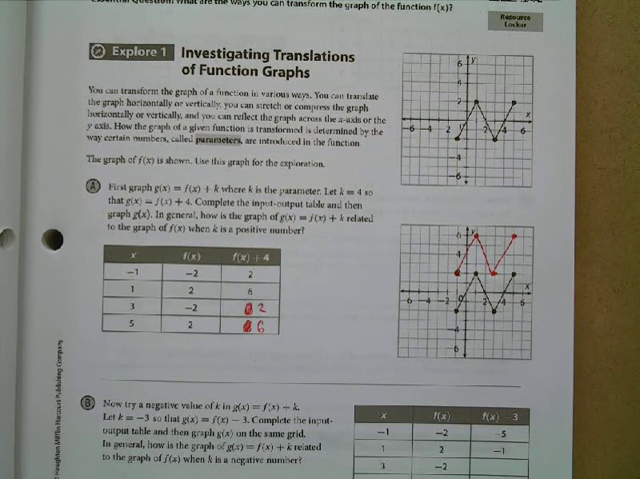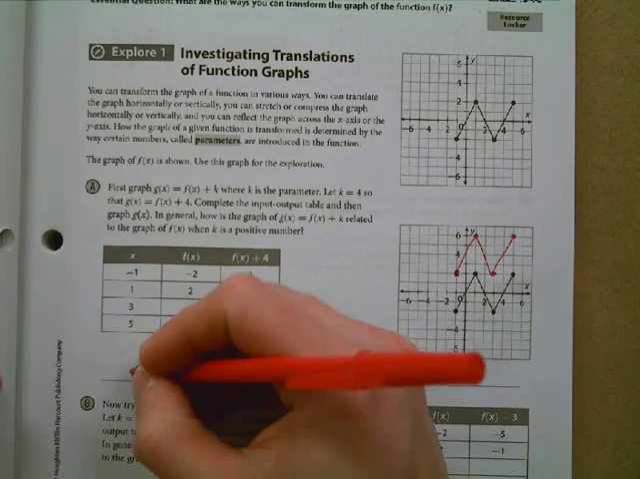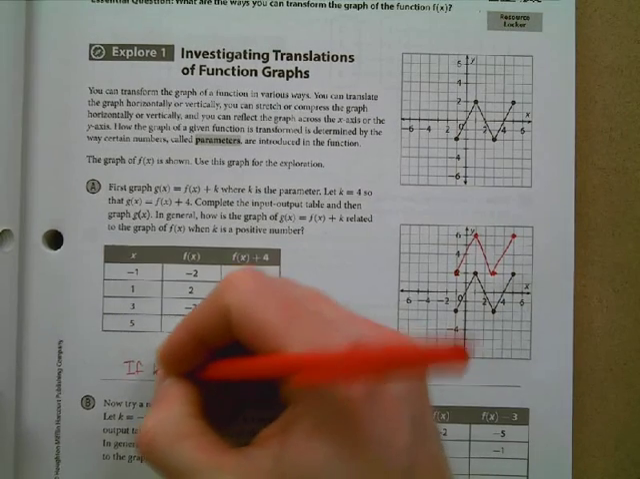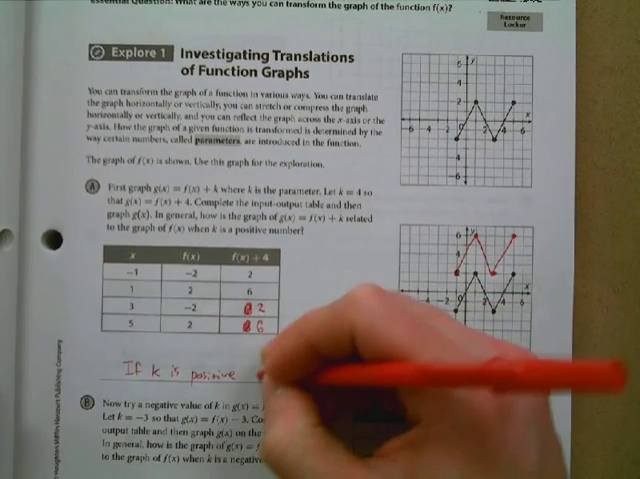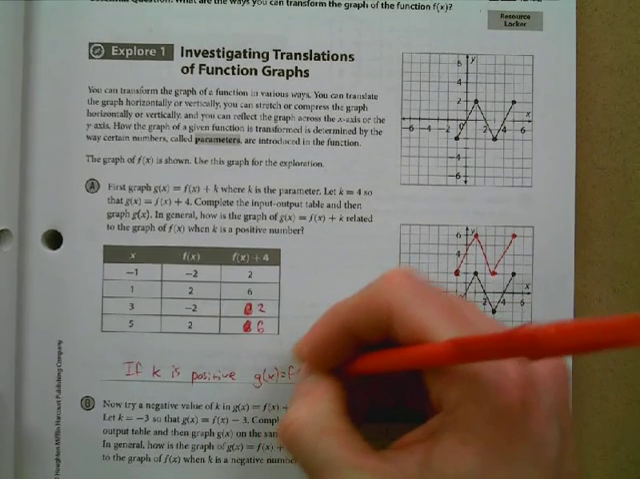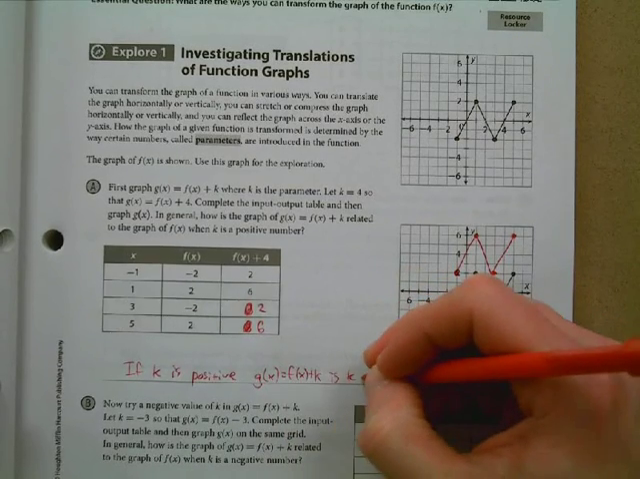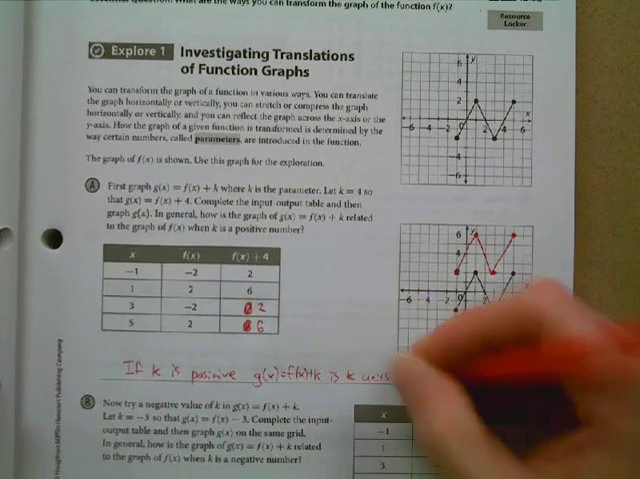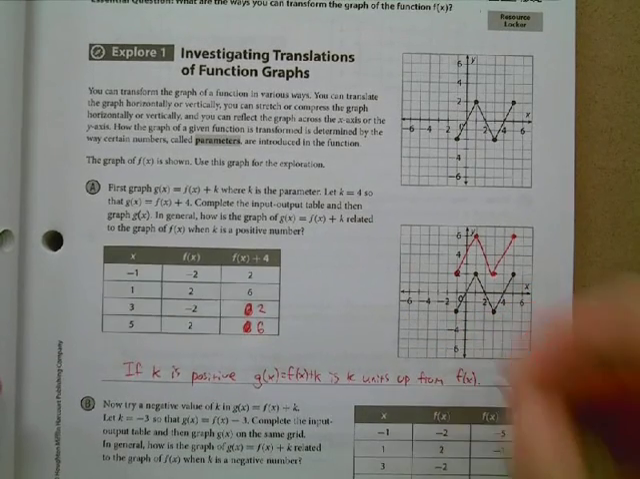So, if k is positive, g of x equal to f of x plus k is k units up from f of x, the original f of x. Okay, so if you take your function and you add a number onto the end of it, that's going to shift it up, shift the positive number up. Okay? So now you guys go ahead and try it with a negative number, okay?